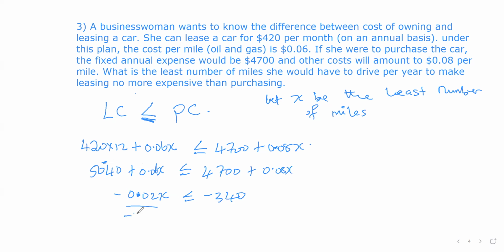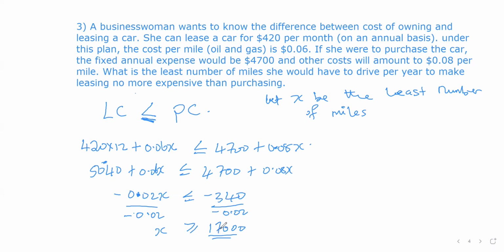Divide both sides by negative 0.02. Negative 0.02x is greater or equal to, remember we are dividing by a negative number. That's why our inequality sign changes from less to greater. All right, divided by 0.02, we get 17,000. Okay, so the least number of miles she has to travel is then 17,000. Now notice that it's not 17,001 because this is not a strict inequality. X is greater or equal to 17,000.